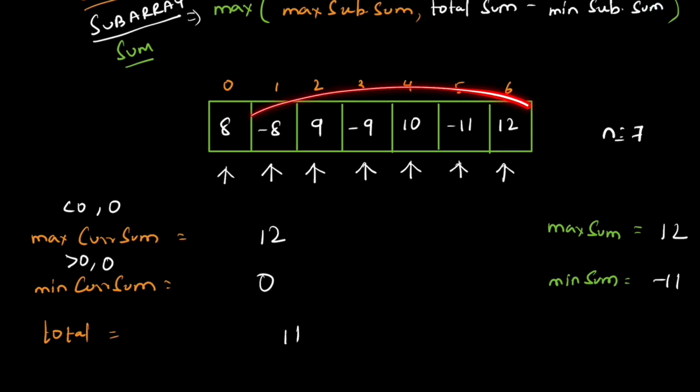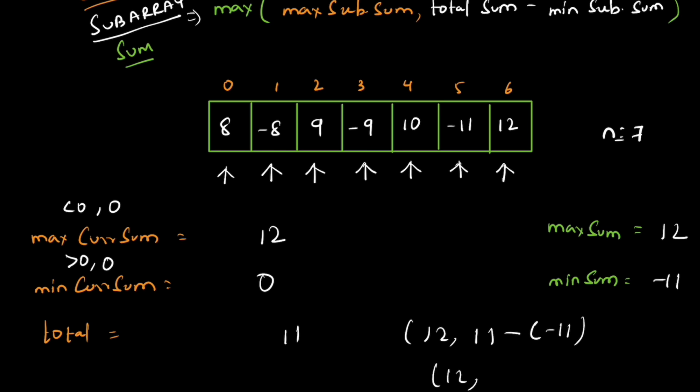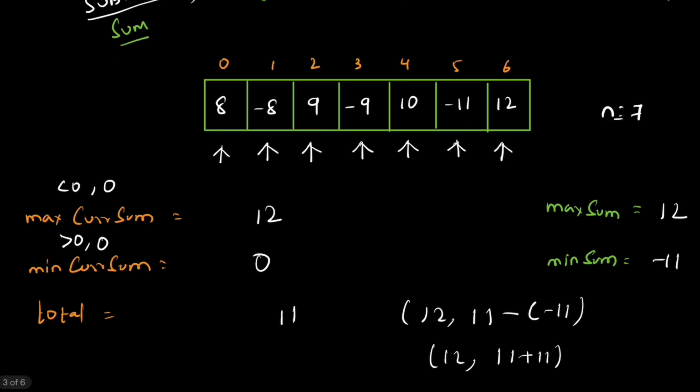So with this, we have executed our array and we have maximum subarray sum, minimum subarray sum, and the total sum, right? So we'll substitute these values in this formula. So maximum subarray sum is 12. Okay. And total sum is 11 minus minimum sum, which is minus 11. So max of 12 comma 11 plus 11, that will be 12 comma 22.